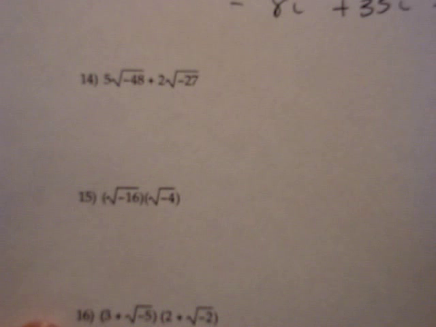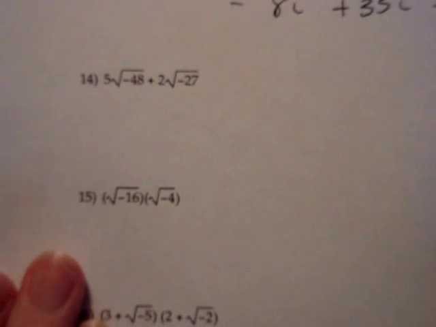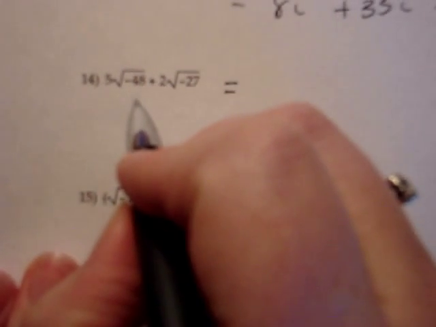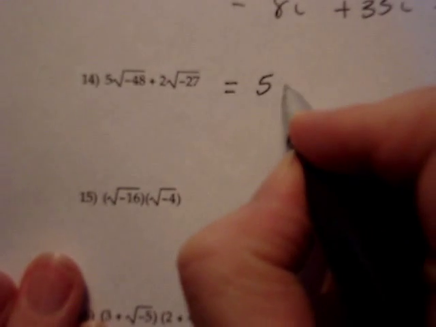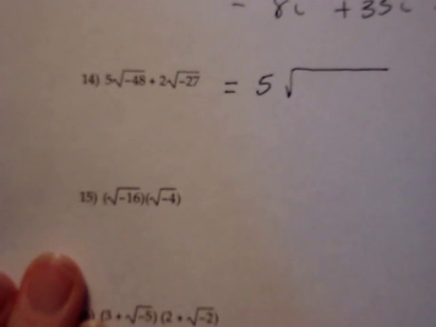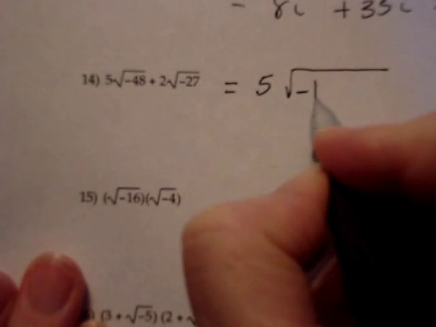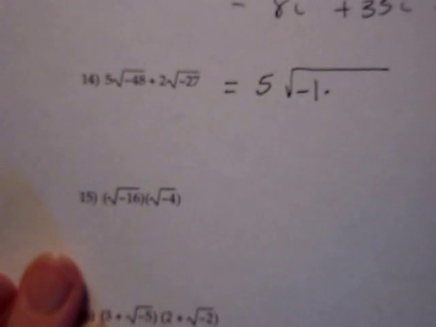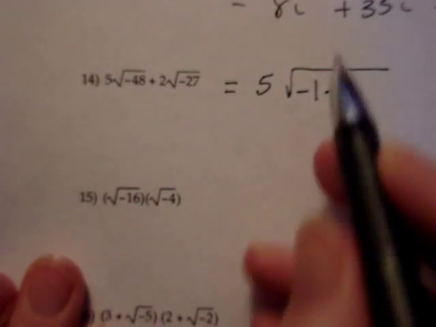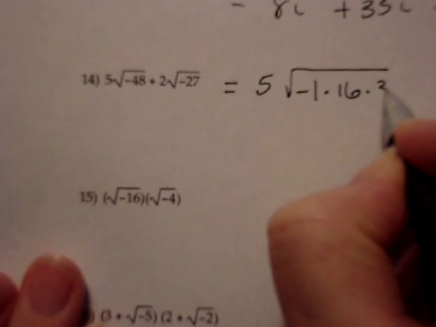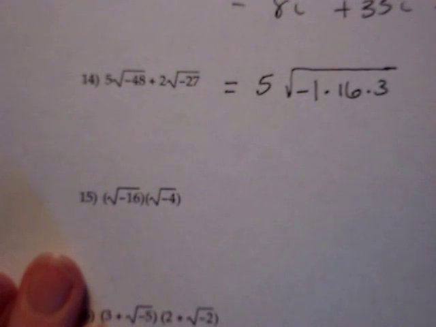Number 14, when I'm simplifying these radicals, you need to remember to factor. So on this first one, I'm going to do it the long way. 5 times the square root of negative 48. So I have 5. Underneath my square root, I'm going to factor. I'm going to think of negative 48 as negative 1 times... Now try to think of the biggest perfect square that goes into 48. That would be 16 times 3 is 48. Excellent.